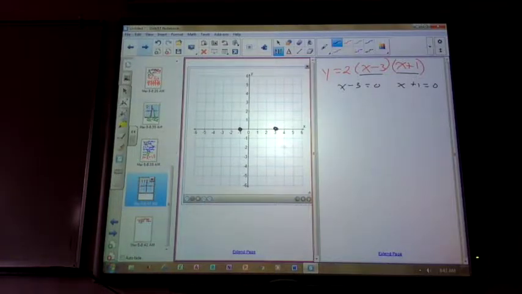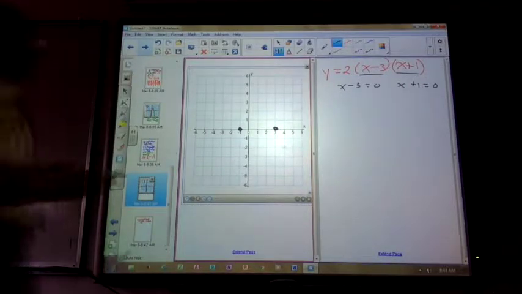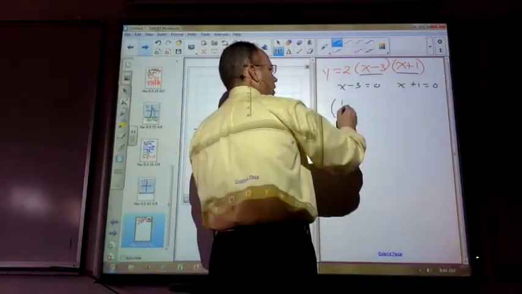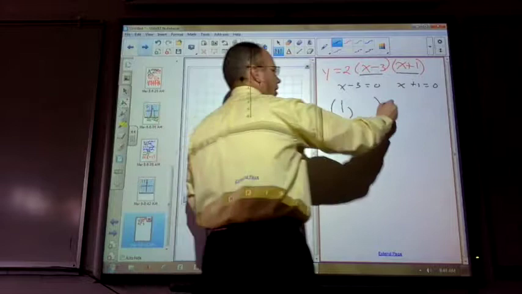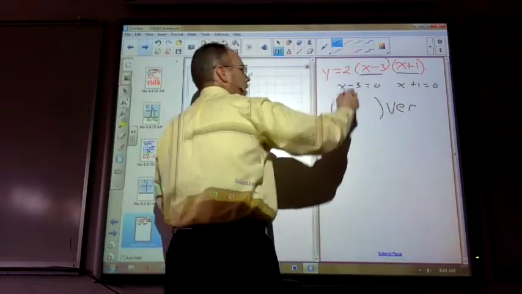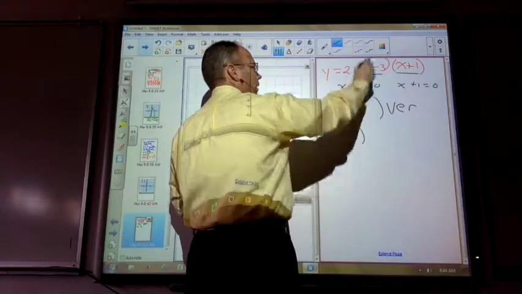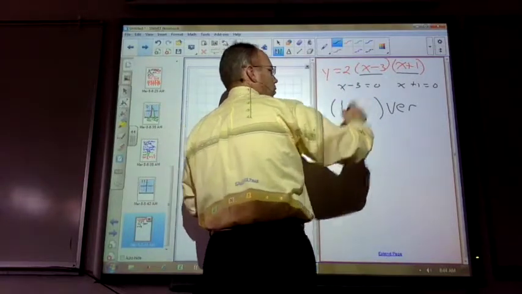All right, so now I have to probably find where is the middle of -1 and 3. It could be 1. And what would I do in order to find the rest of my vertex? Plug it in. So I have 1 minus 3, which is -2.